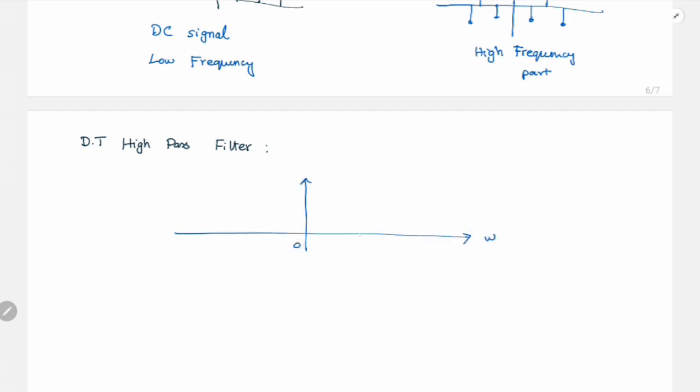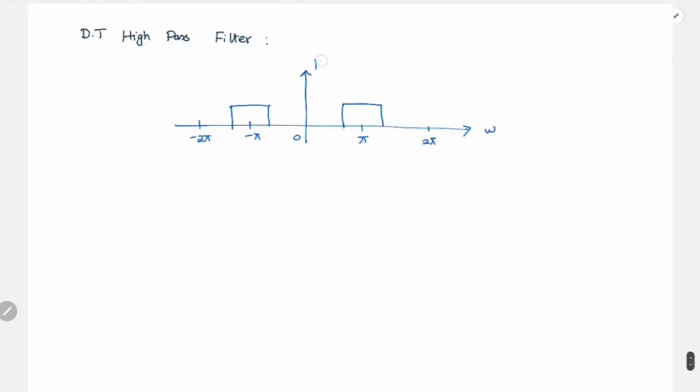So omega 0, pi, 2 pi, minus pi, minus 2 pi. So it should be something like this, correct? This will filter out all your high pass signal and suppress or make all the low pass signal 0. This is your high pass filter.